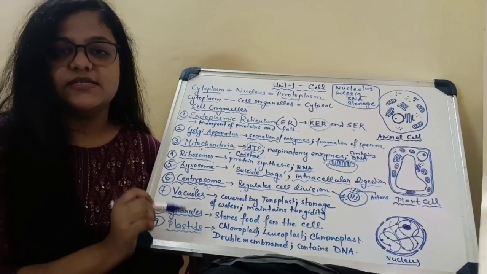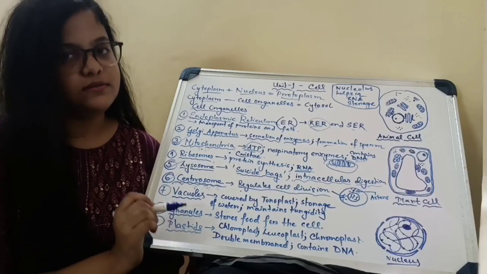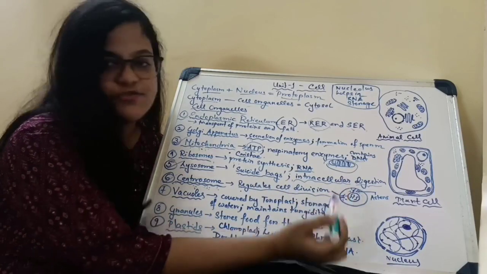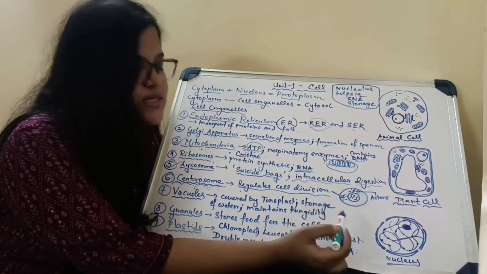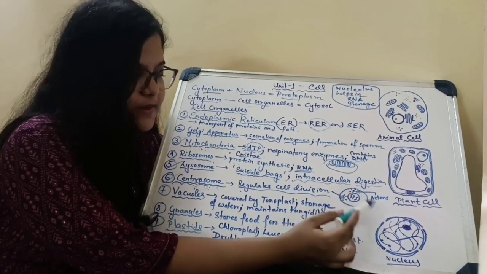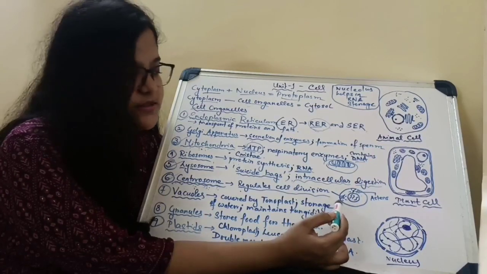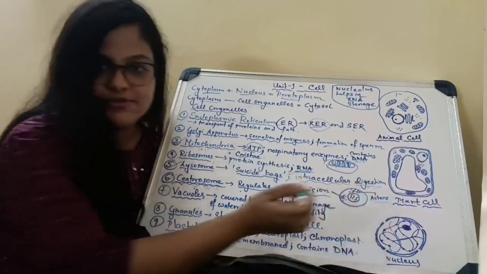Centrosome is only present in the animal cell and not the plant cell. Centrosome consists of two dot-like structures called centrioles and the spindle fibers around it. And the star-like structures, as you can see here, are known as the asters.